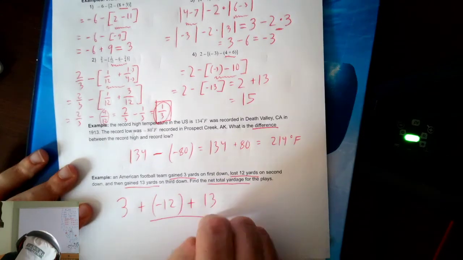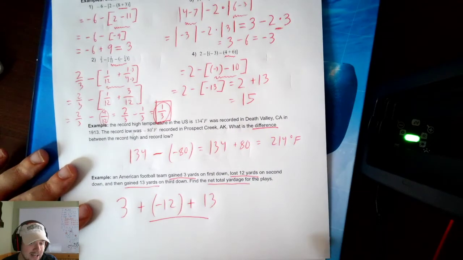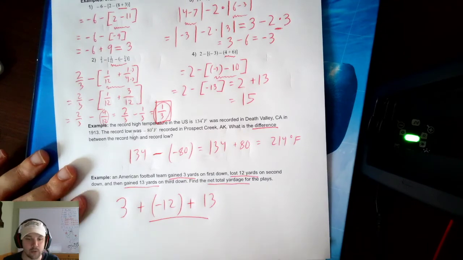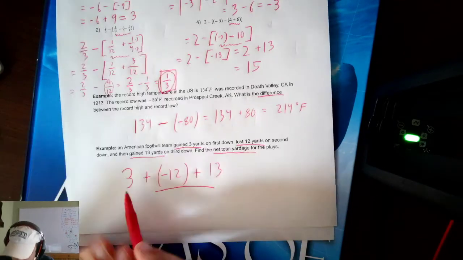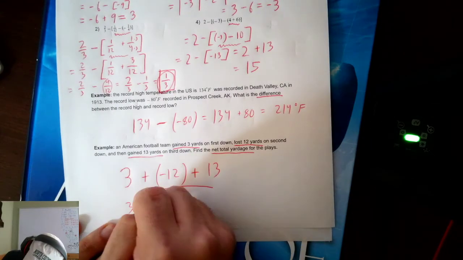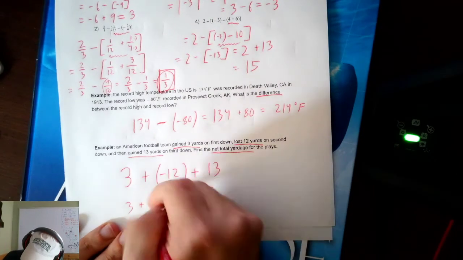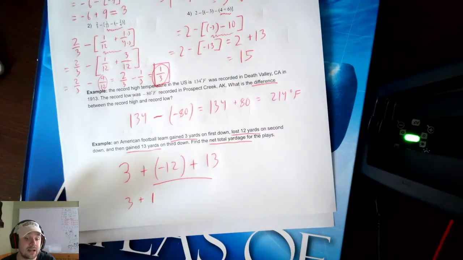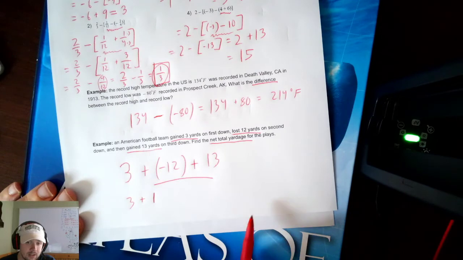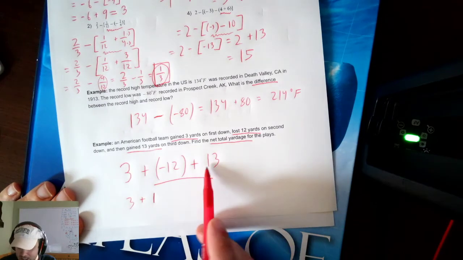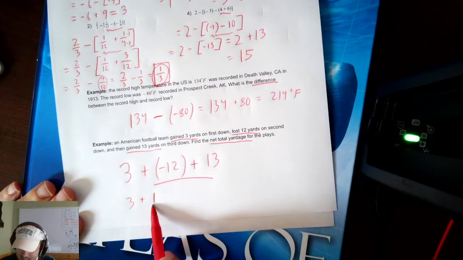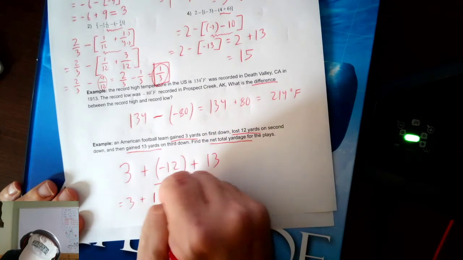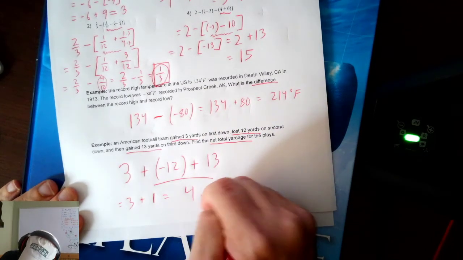Now, I'm going to add these two first. Can I do that? Can I add in whatever order I want? Yeah, addition works like that, right? 3 plus negative 12 plus 13. The reason I did that is that it becomes positive 1, right? 12 and 13 have a difference of 1. They've got different signs, and the 13 tells me the sign is positive. So my answer is going to be 4 yards.